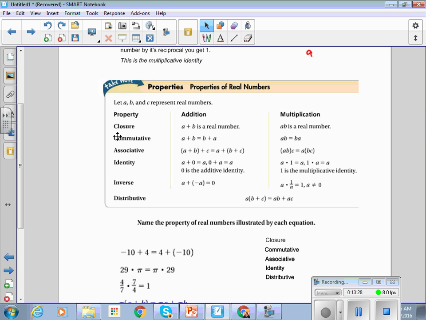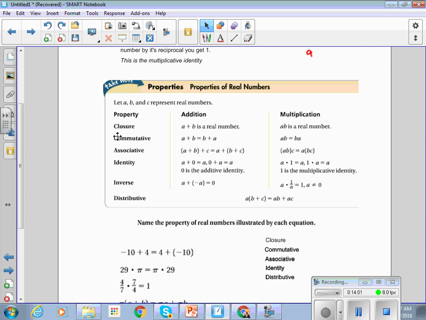Commutative. The way I remember commutative is because I took history and I learned about communism. And communism says that everybody is equal. It doesn't matter who's first or who's last. We're all going to wait in this red line together. So A plus B is equal to B plus A. So that works for addition, and same with multiplication. You can switch the order. Everybody's all on an equal playing field. It doesn't matter who's first or second.